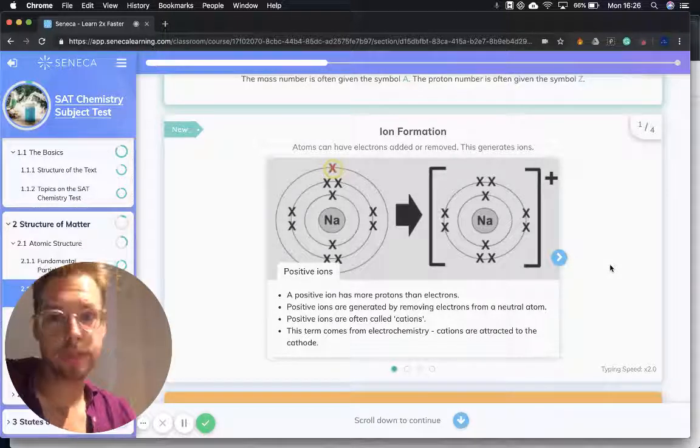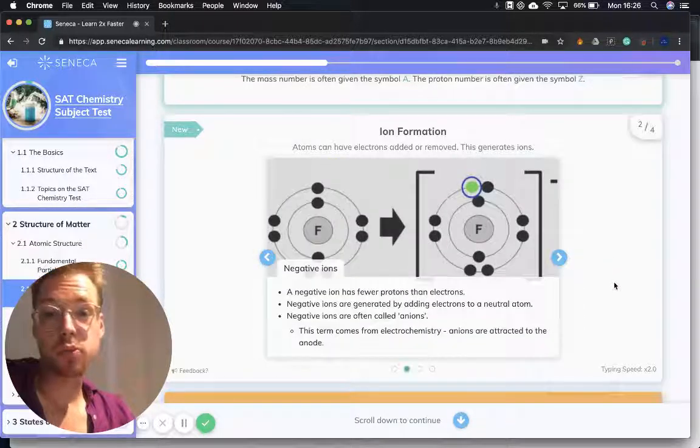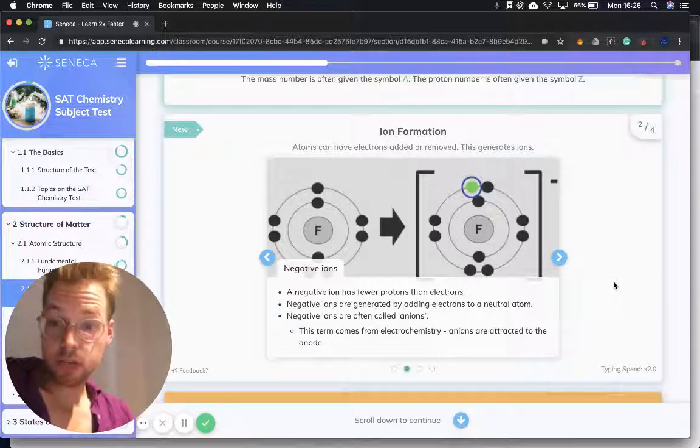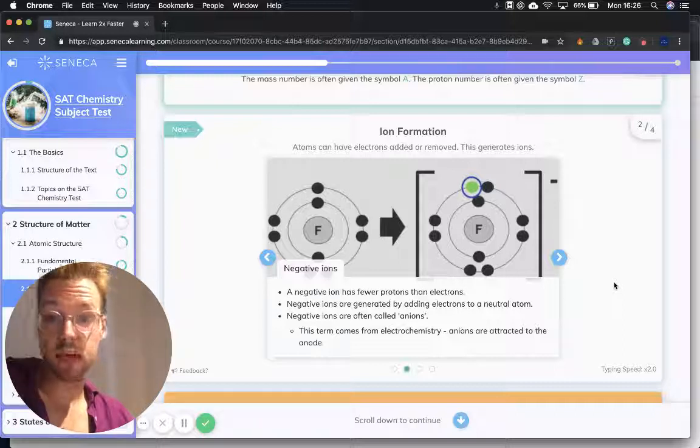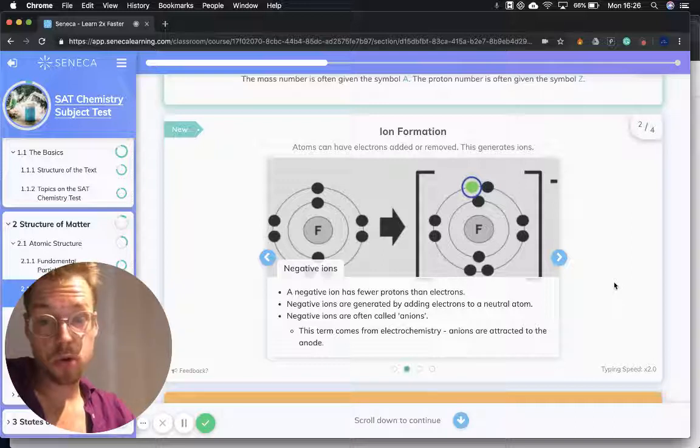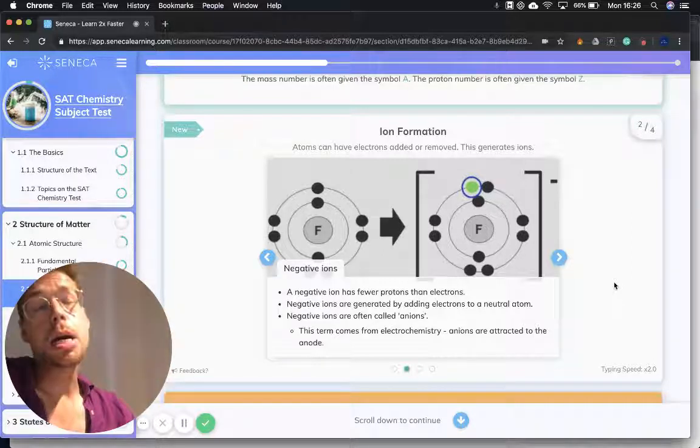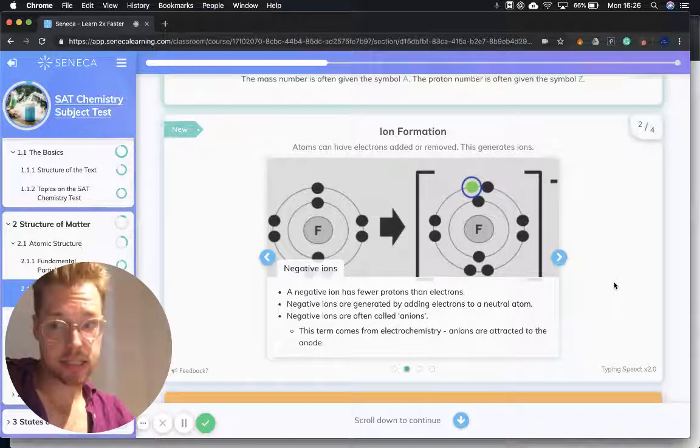How do we make negative ions? Well, negative ions have fewer protons than electrons, so it's the opposite to positive ions. If you remember, to make positive ions, we lost electrons. So to make negative ions, we add electrons. And we often call the negative ions anions. So negative ion, anion, positive ion, cation.